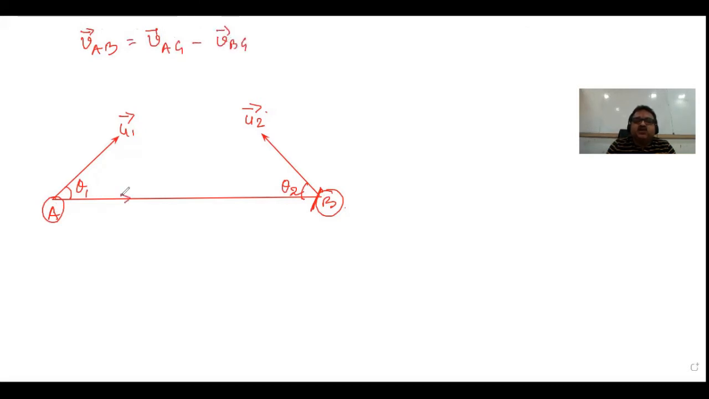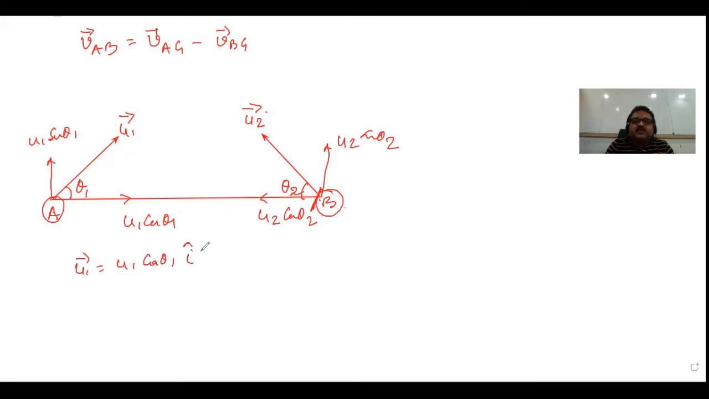Now, if I resolve this into two components, one is u1 cos theta 1, the other is u1 sin theta 1. For B, one is u2 cos theta 2, the other is u2 sin theta 2. Now we'll write this equation in the format of i cap and j cap. Writing u1, the velocity of A with respect to the ground: u1 cos theta 1 i cap plus u1 sin theta 1 j cap. This is equation number 1.